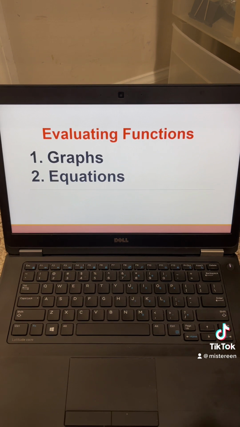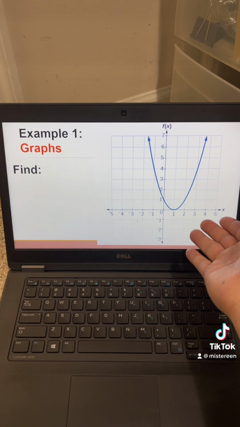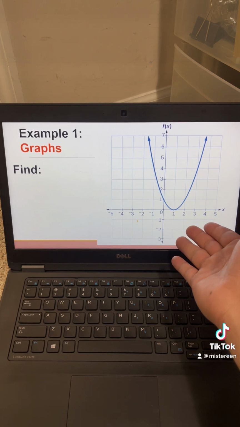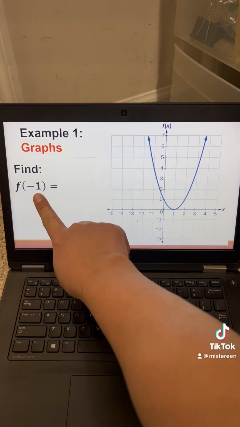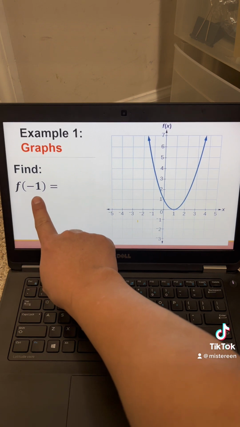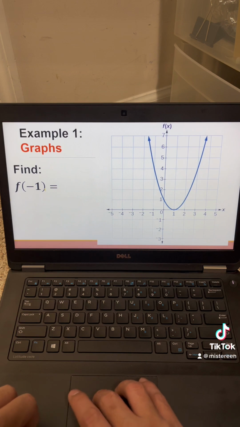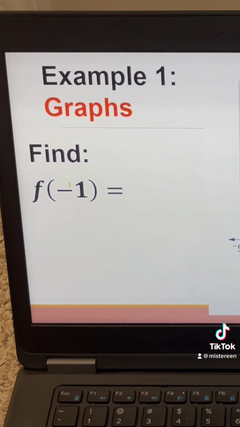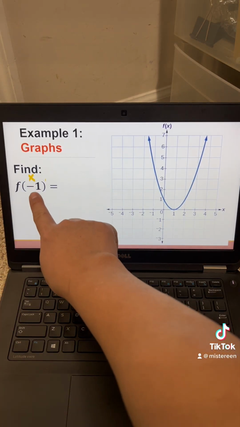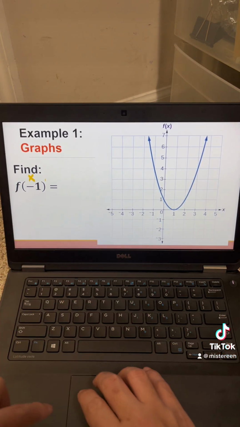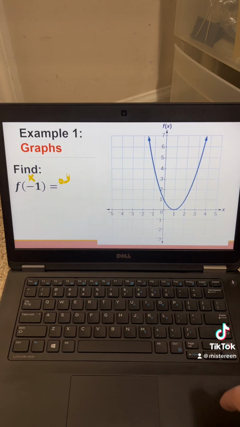Let's begin with graphs. We have here a graph. This is actually a quadratic function, and we're going to find the following. First, we have f of -1. If you say f of -1, it means that the number inside, remember the format f of x, is your x. The answer to f of -1 is actually the value of y.